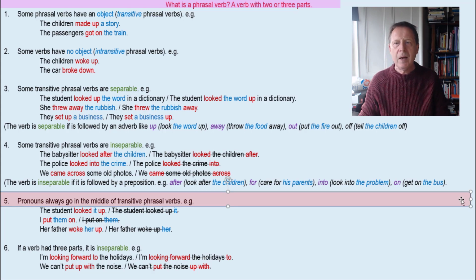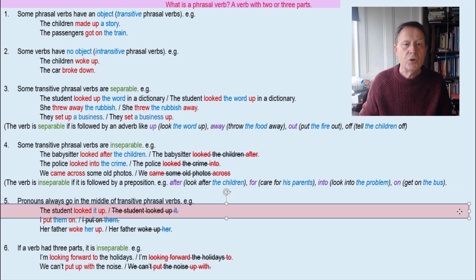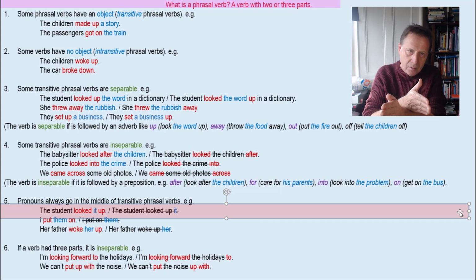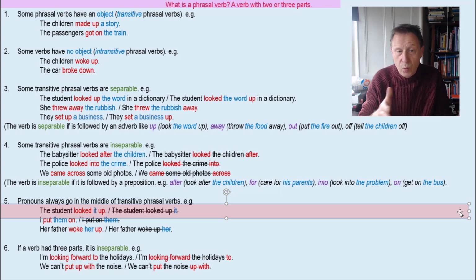Let's move on to the next point about these separable phrasal verbs. Now this is about the pronouns. Now pronouns here are object pronouns. For example, it, him, her, them, me. Here's an example. The student looked it up. Now we can't say looked up it because this pronoun always goes in the middle. The student looked the word up, the student looked it up.